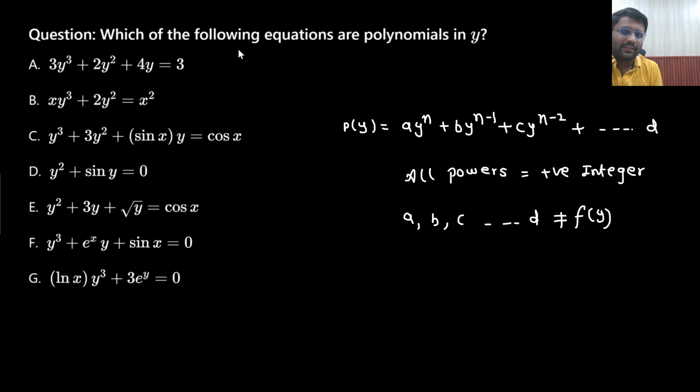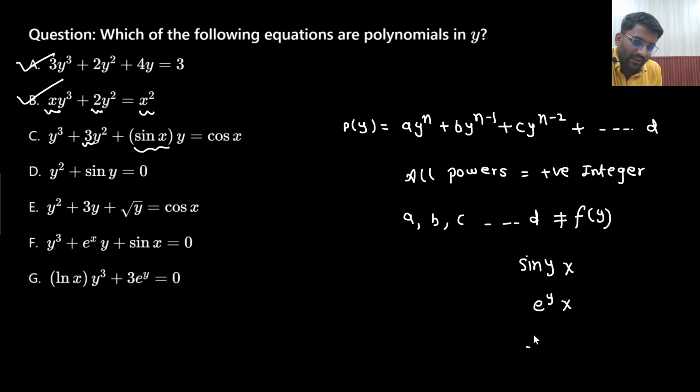So first, is it polynomial in y? Yes, sir. y cube, y square, y, power is a positive integer, 3, 2, 4, no problem. Here, y cube, y square, x square is there, so what? It is treated as constant. This is also constant, and this is also constant, no problem. What about here? Sir, here there is coefficient 1, here coefficient 3, here coefficient sin x. So what? No problem. Sin y is not accepted. E to the power y is not accepted. Ln y is not accepted. Tan y or sin inverse y is not accepted. These are not accepted.